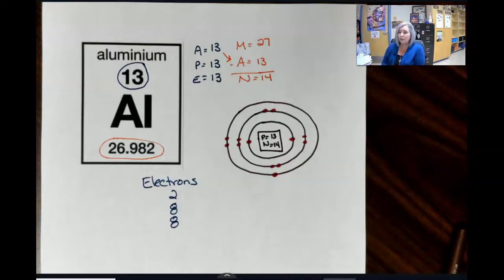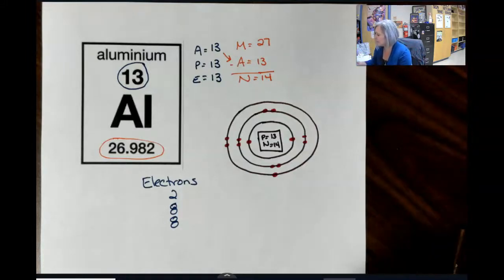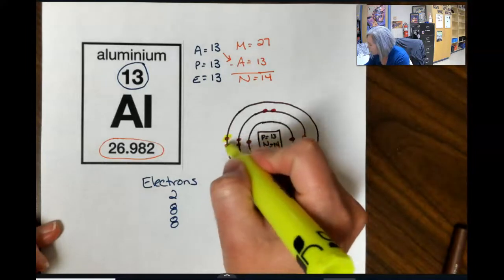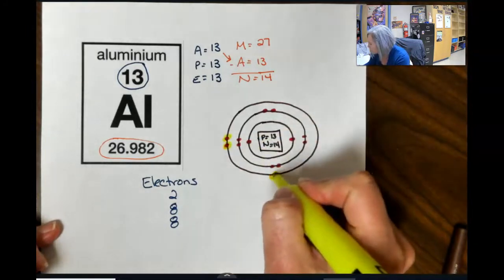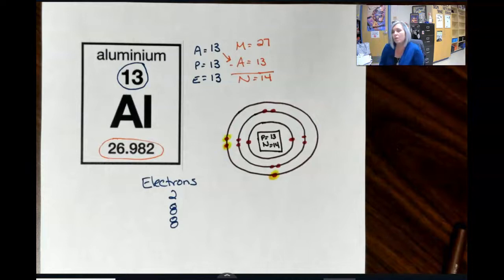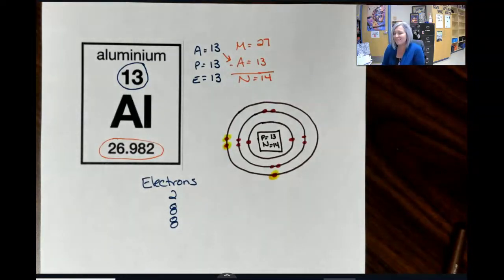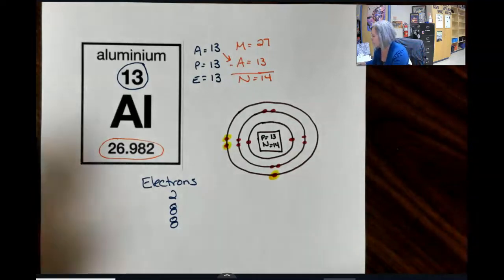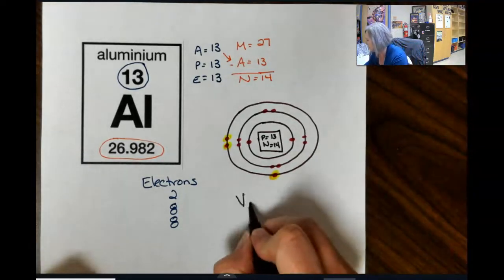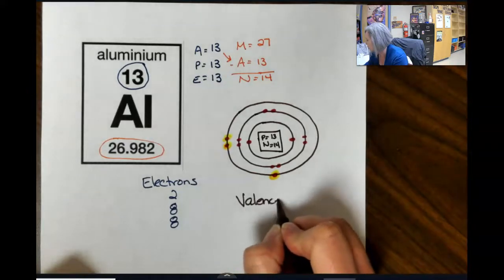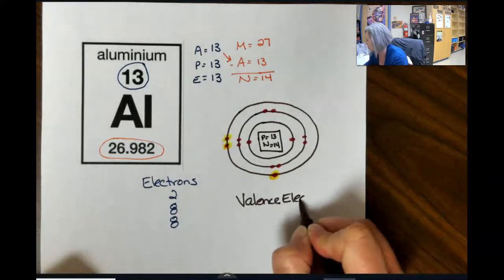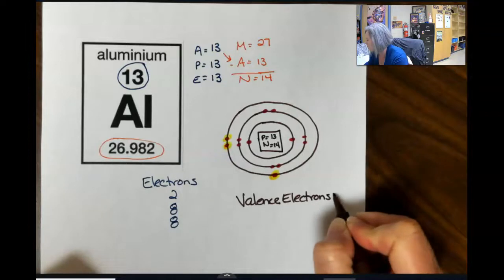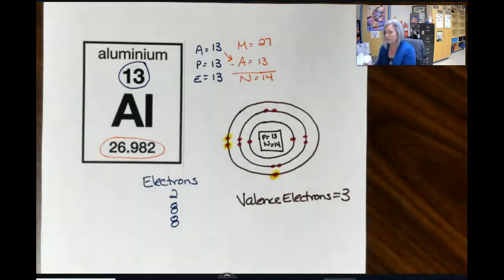Now, I want to point out that there are some really important electrons on here. So when I look at my model, I want to highlight those on the outside. 1, 2, 3. The electrons in my last energy level have a special name. They're called valence electrons. So in aluminum, we have 3.